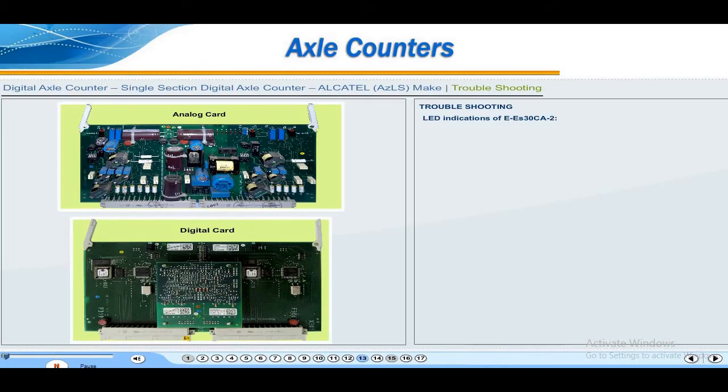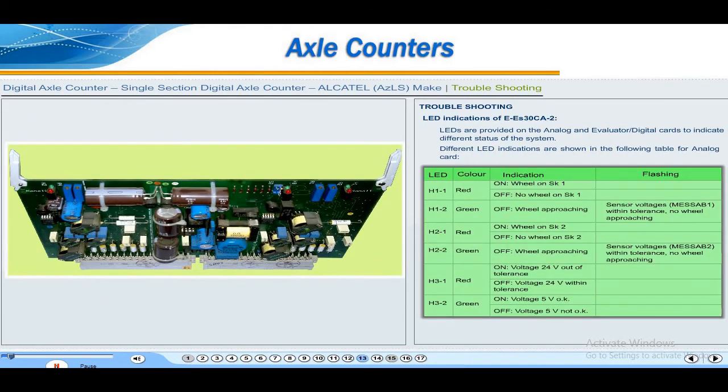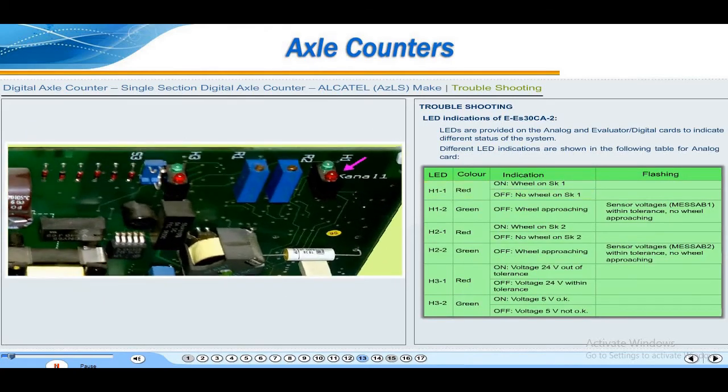The indications of EES30 CA2. LEDs are provided on the analog and evaluator or digital cards to indicate different status of the system. Different LED indications are shown in the following table for analog card. H1 1 red LED normally remains off when there is no wheel on SK1. When there is a wheel on SK1, this LED lights.